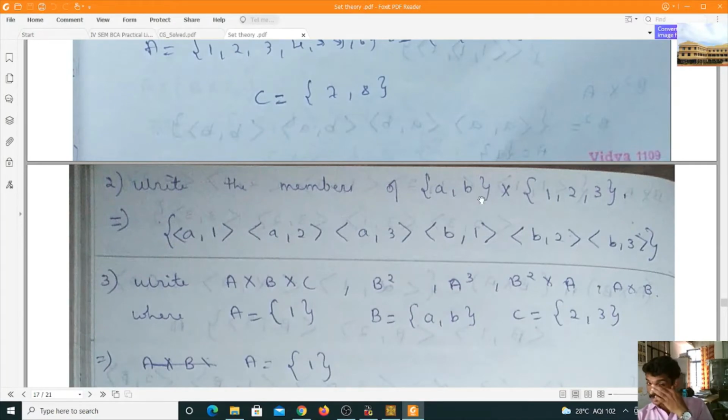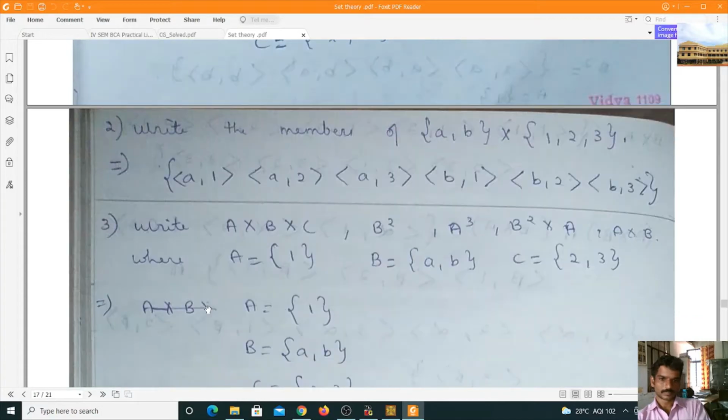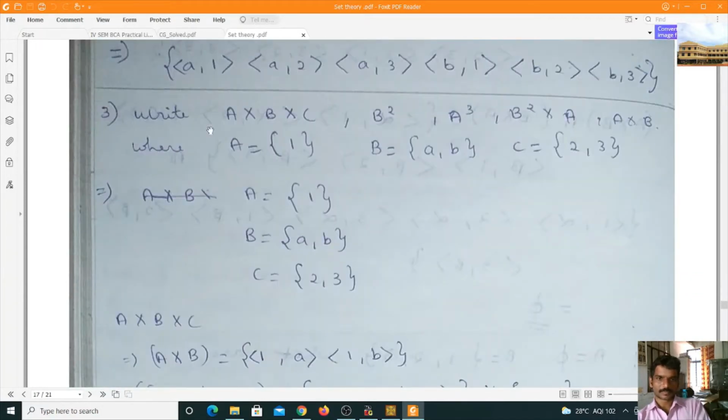Next I need to find the cross product here. The set A has A, B, and here we have 1, 2, 3. To find the Cartesian product: A 1, A 2, A 3. Similarly B 1, B 2, B 3. Next, this is one of the same examples. Write A cross B cross C, B square, A cube. Then you need to calculate B square into A into B. These are the calculations you need to perform based on the set A equal to 1, set B equal to a comma b, and set C equal to 2 comma 3.